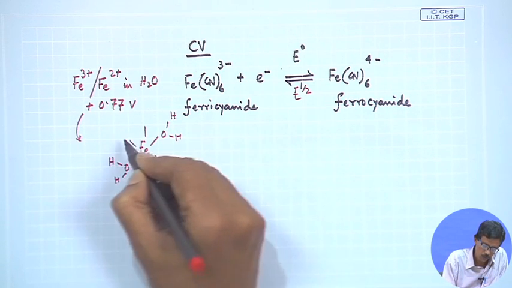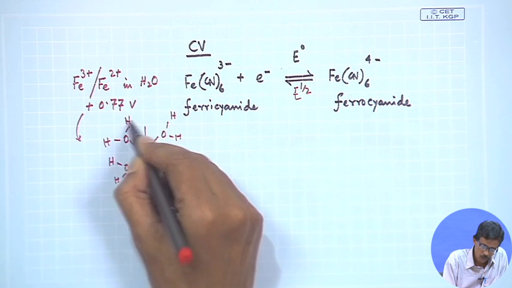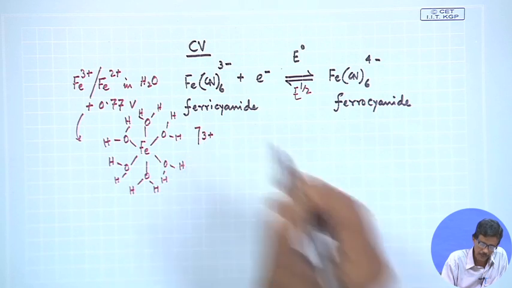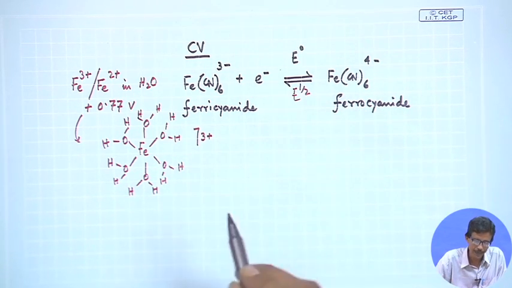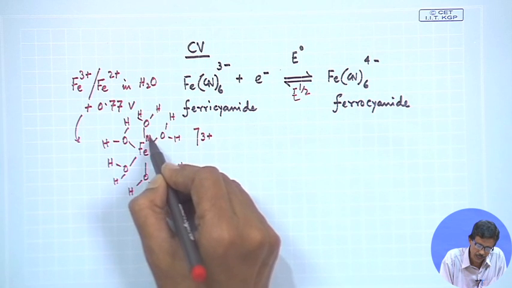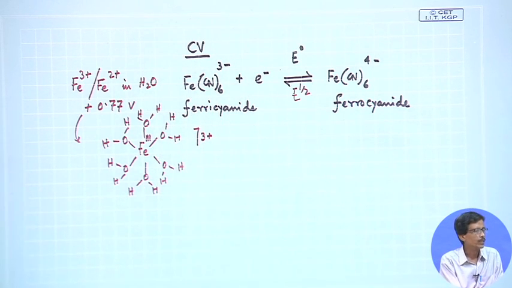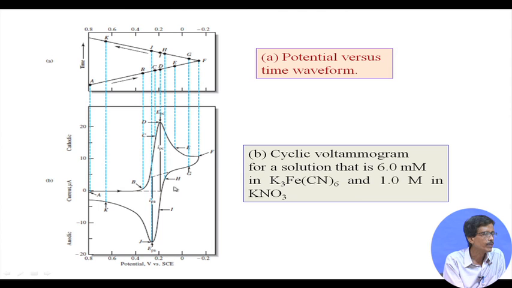These are the water molecules bound to your ferric ion, and these will all be replaced by cyanide groups. How this particular oxidation state, the trivalent state, is stabilized or destabilized, we can see from these cyclic voltammetric measurements. So we start from the ferric ion, and we go for the first half cycle for the reduction. This is your reduction wave.